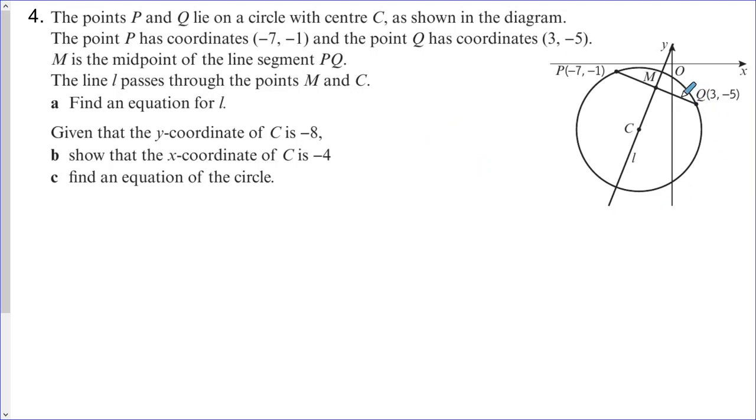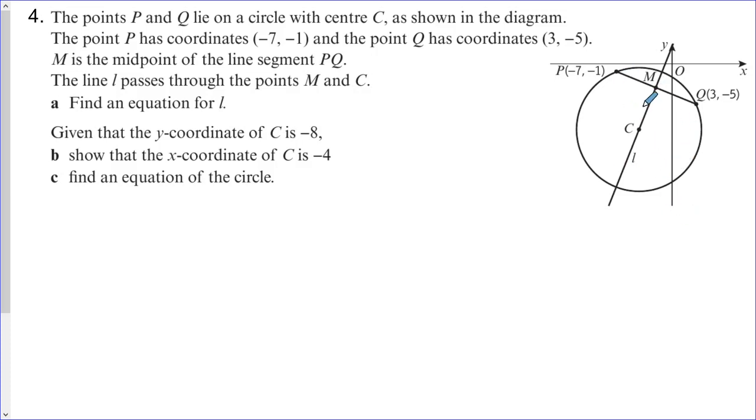We have a circle, centre C. P and Q are coordinates given on that circle. M is the midpoint of those two coordinates, midpoint of the line segment PQ. And then we've got this line labelled L that passes through C and M. And our first task is to find an equation for L.